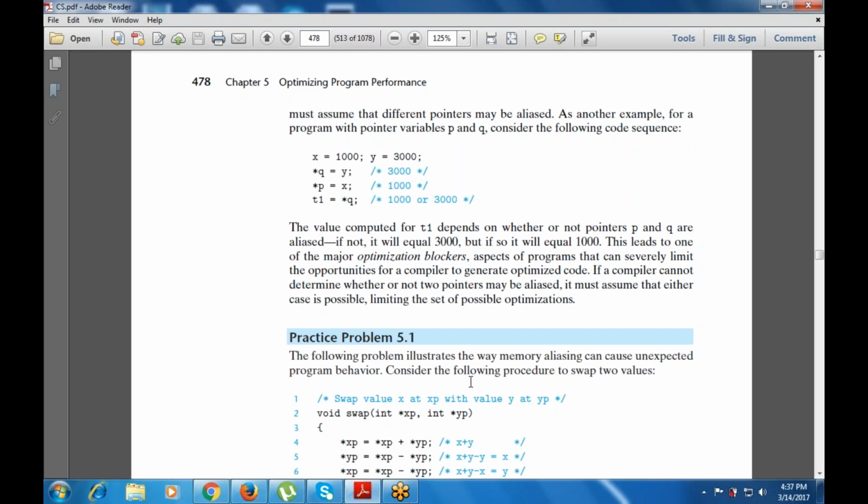That leads to one of the major optimization blockers, aspects of the program that can limit the opportunity for the compiler to generate optimized code. If a compiler cannot determine whether or not two pointers may be aliased, it may assume that either case is possible, limiting the set of possible optimizations.